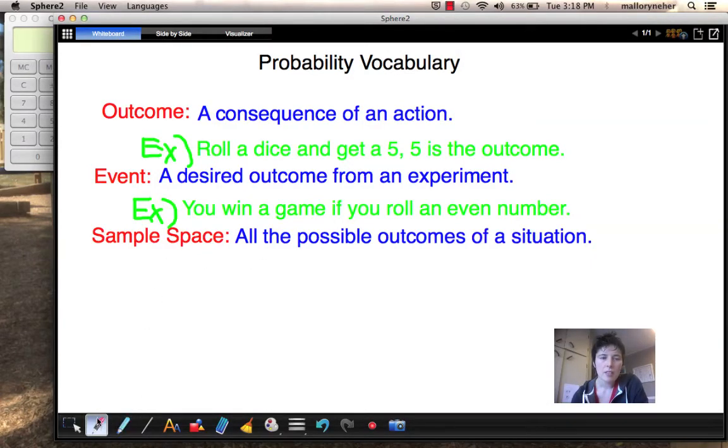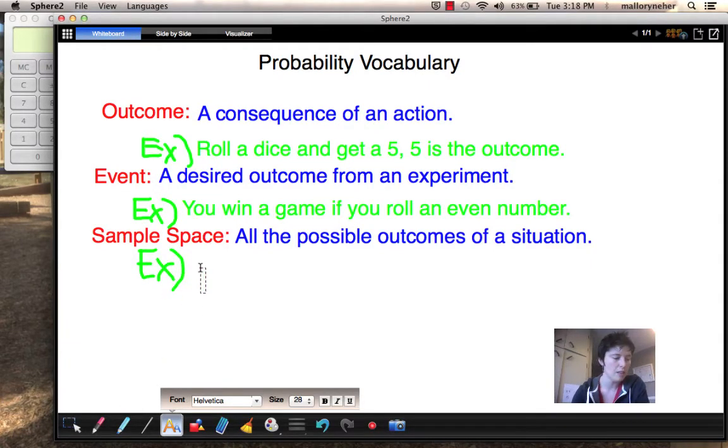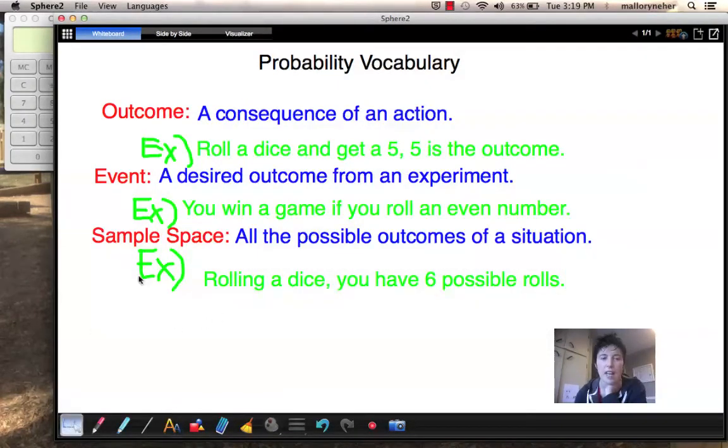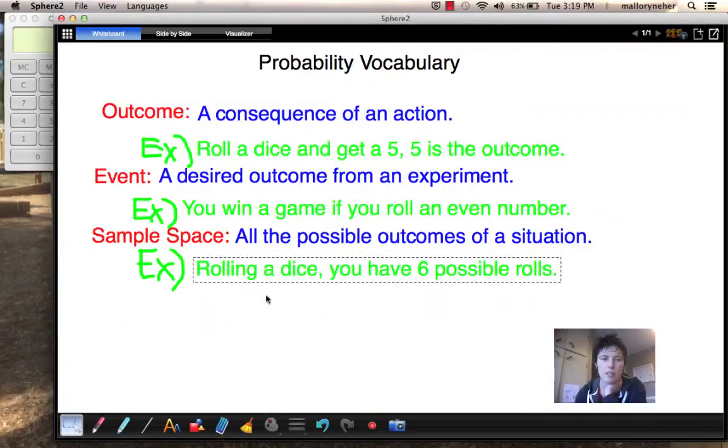Sample space, let's do a little example so we have it for our notes. Sample space is all the possible outcomes of a situation, everything that could possibly happen. When rolling a dice, you have 6 possible rolls, 6 possible things that you could get: a 1, 2, 3, 4, 5, or a 6. That's your sample space. There's our vocabulary: outcome, event, and sample space, which you're going to hear me using a lot.